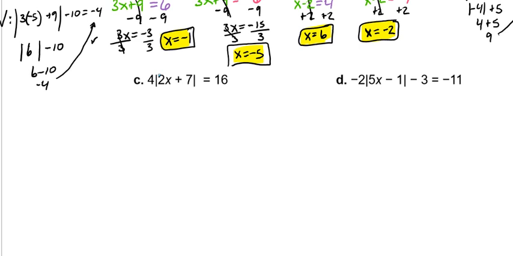Well, what happens when our absolute value has something being multiplied with it, like we have here? Well, nothing really changes. We still have to get rid of that 4 to be able to know, can we do this problem? So we're going to divide both sides by 4, and that's going to leave us with the absolute value of 2x plus 7 equals 4. And we check, and our 4 is a positive number, which means we can work it out.